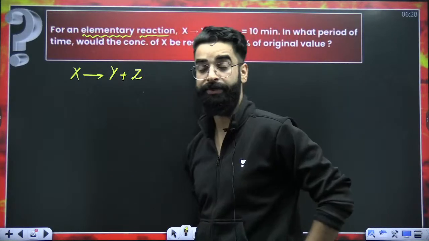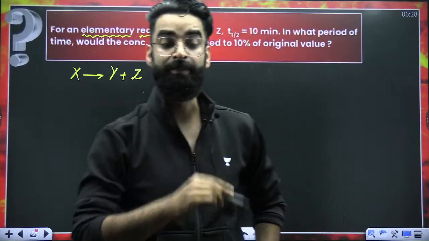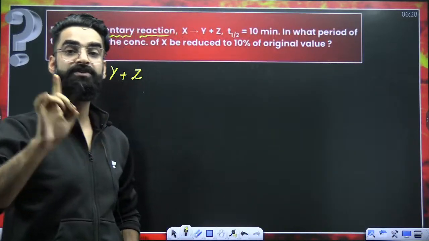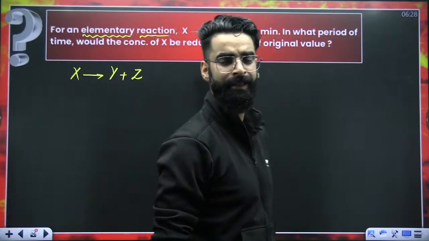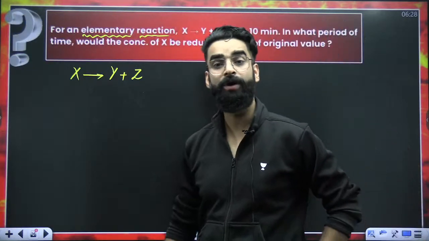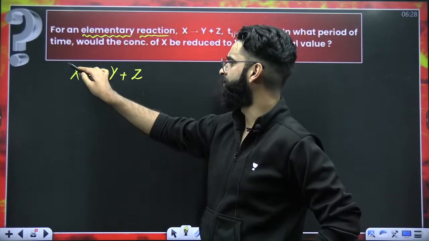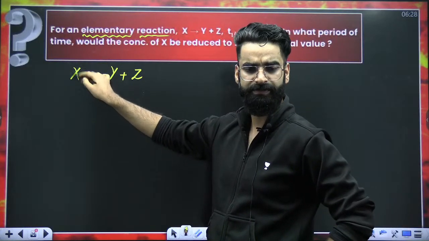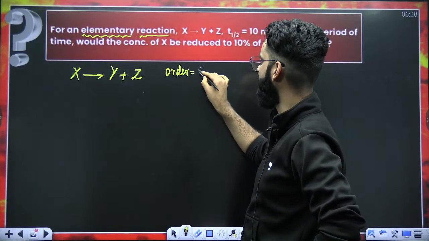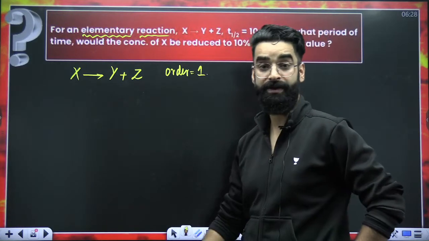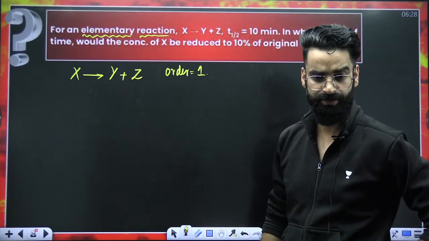If you remember, I have told you, in case of the elementary reactions, molecularity is always equal to order. Do you remember? In the last session only I have told you. What is the molecularity of this reaction? Molecularity of this reaction is 1. That means the overall order of this particular reaction has to be 1 as well. So it is a first order reaction.